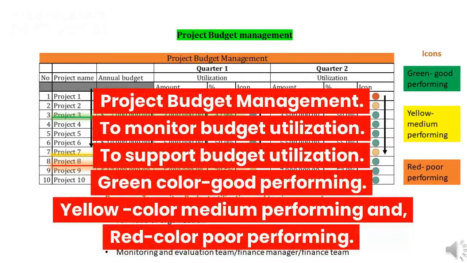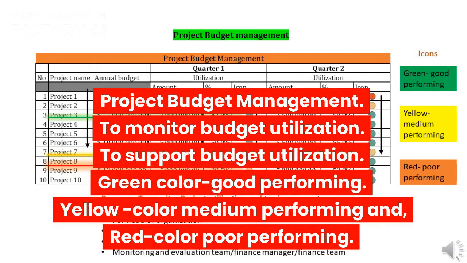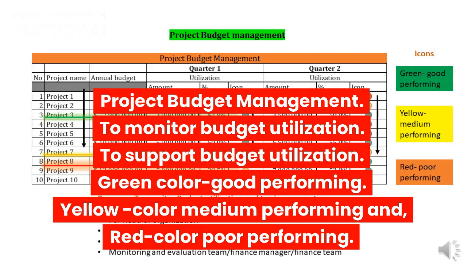Project budget management. To monitor budget utilization. To support budget utilization, green color good performing, yellow color medium performing and red color poor performing.